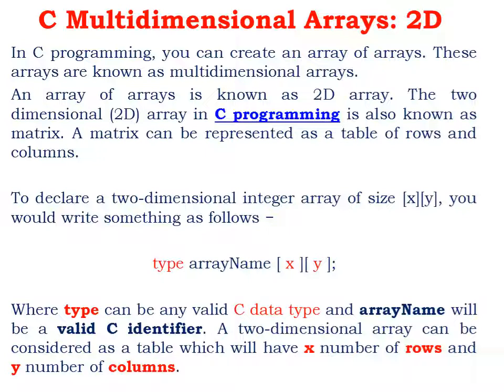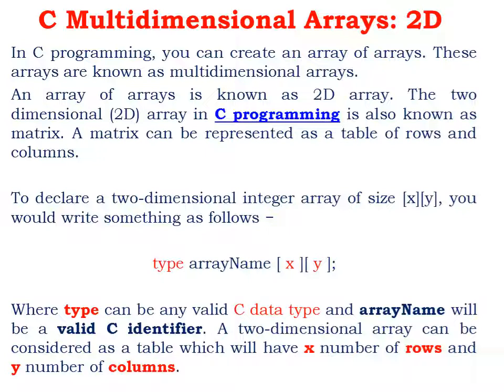In C programming, you can create an array of arrays. These arrays are known as multi-dimensional arrays. An array of arrays is known as a 2D array. The two-dimensional array in C programming is also known as a matrix. A matrix can be represented as a table of rows and columns.